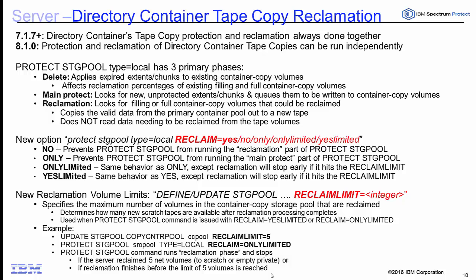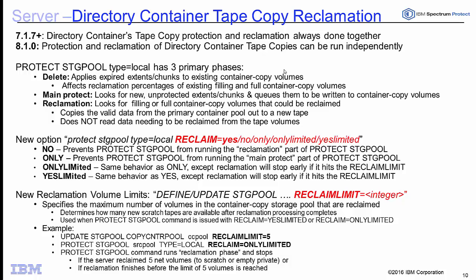Now, this reclamation takes part during the Protect storage pool process. And the Protect storage pool process really has 3 steps in it. The first is it goes through the delete phase, where it applies expired extents and chunks to existing container copies. And it's during that phase that the reclamation percentages of that tape might change. Next, we have the main protect step where we look for new and unprotected extents and chunks, and then those get queued up to be written out to the container copy volumes. Next, we have the reclamation phase where we look for filling or full container copies that could be reclaimed.